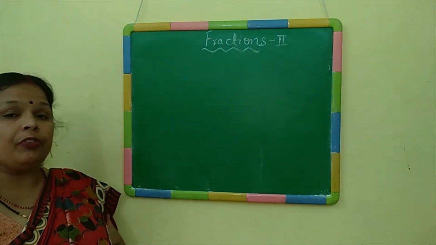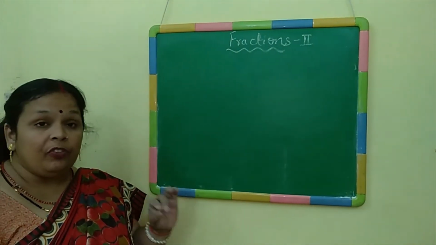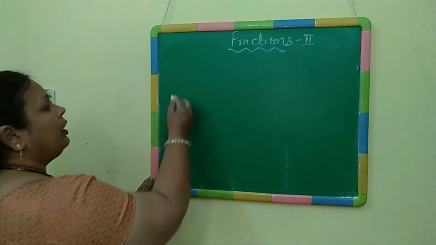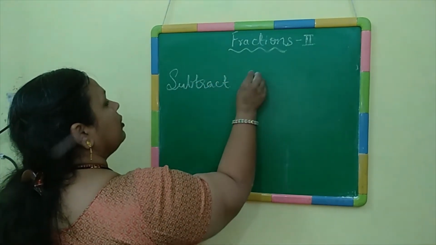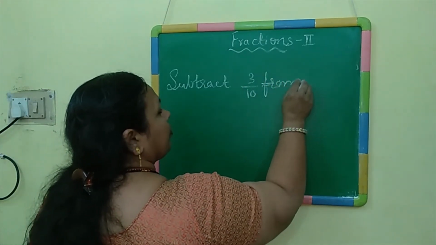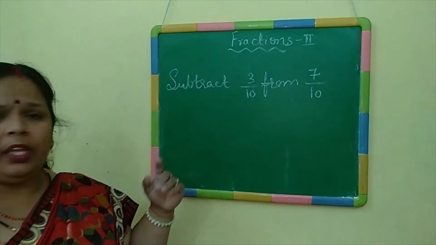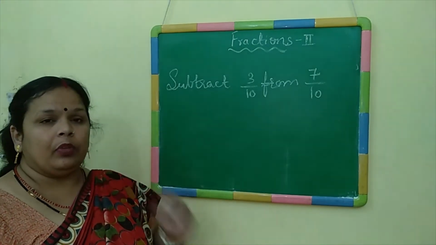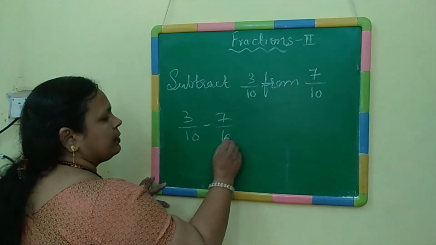Now, to explain one more important thing: what is the basic difference between subtraction and subtract from. If it is subtraction, you easily write the numbers and subtract. Many of the students are unable to understand it, like: subtract 3 by 10 from 7 by 10. If this question comes regarding addition, no problem. But when this statement comes, most of the students blindly, without thinking, do it the wrong way round.